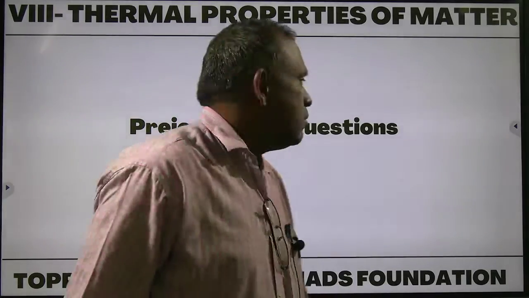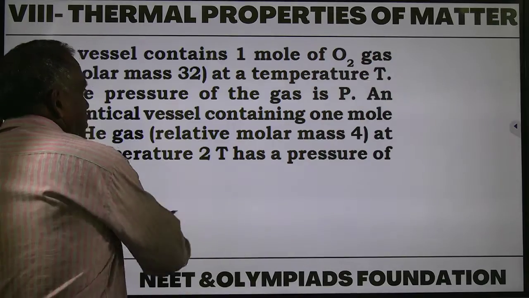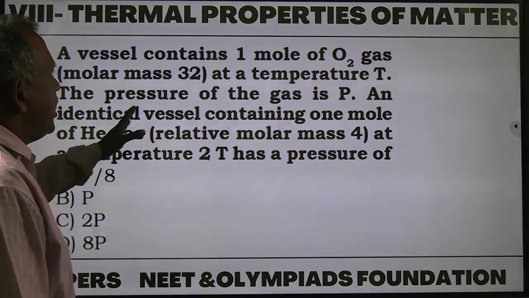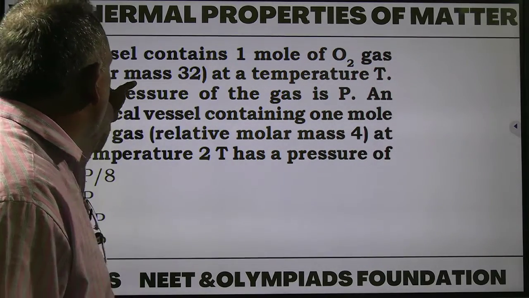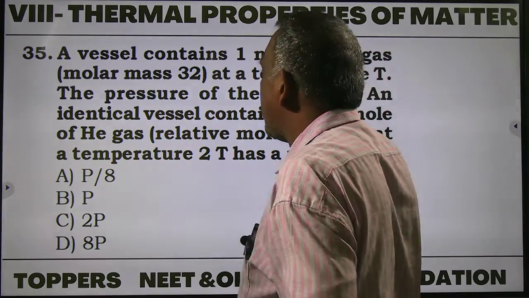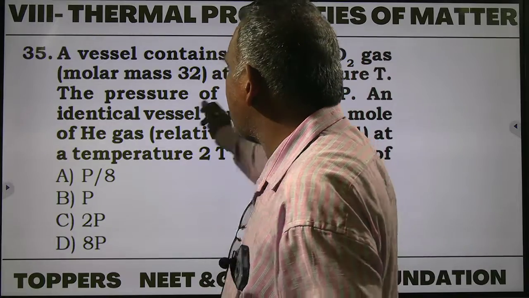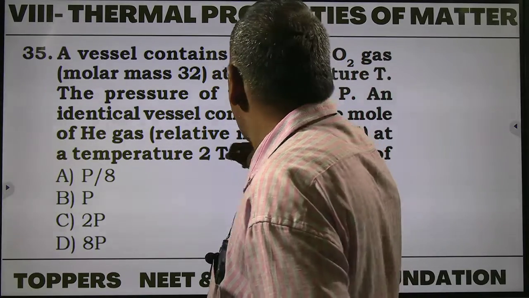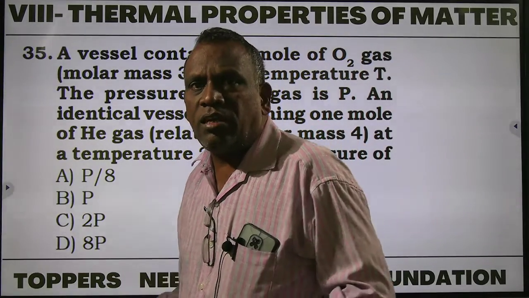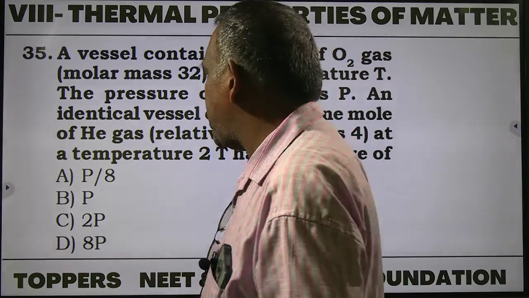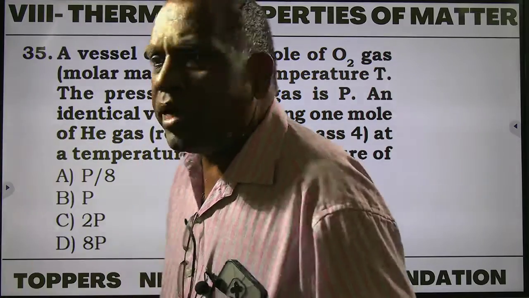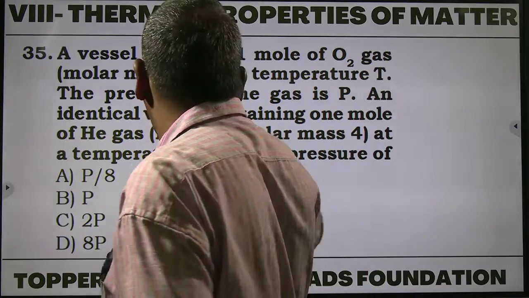Then previous exam questions. If you take level 3, a vessel contains 1 mole of oxygen, O2, molar mass is 32. The temperature is T, the pressure is P. An identical vessel contains helium gas, relative mass 4, at temperature 2T. The pressure and volumes are the same, only the temperature is different. So PV by T, according to the ideal gas equation, is constant. So from that you can find out the pressure.